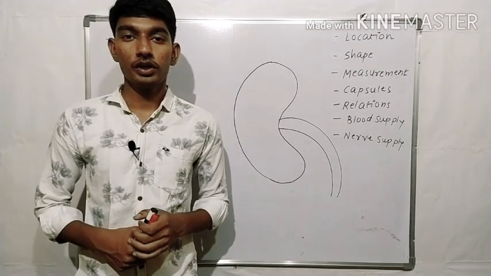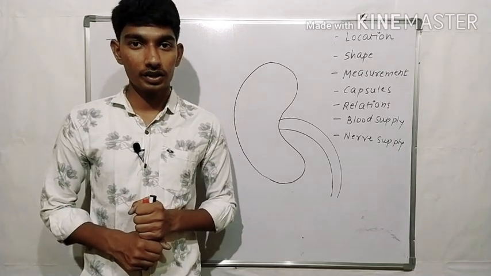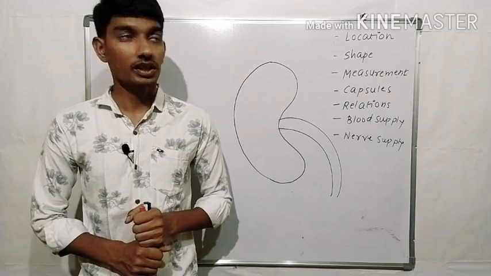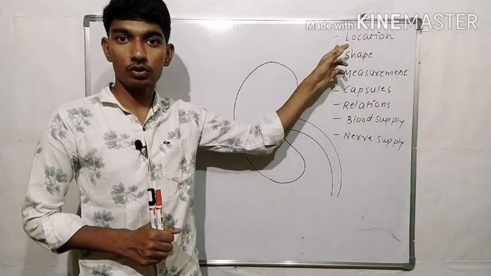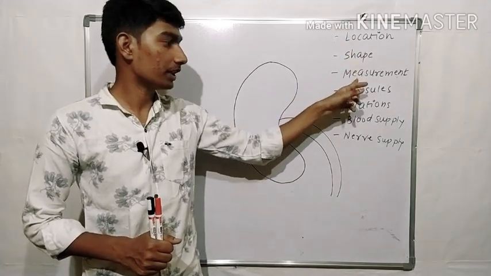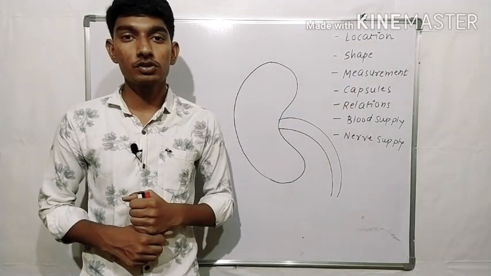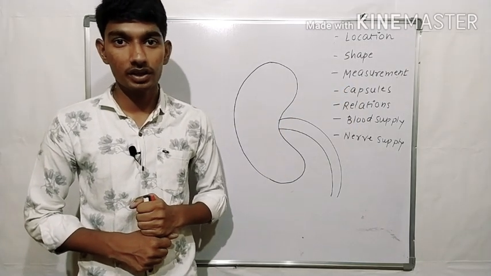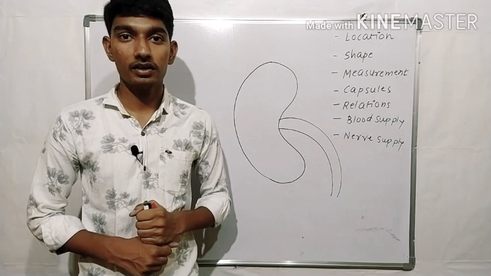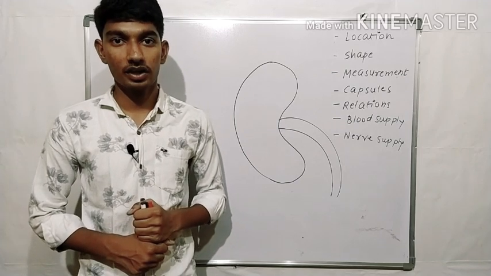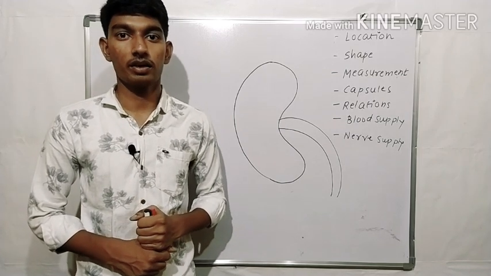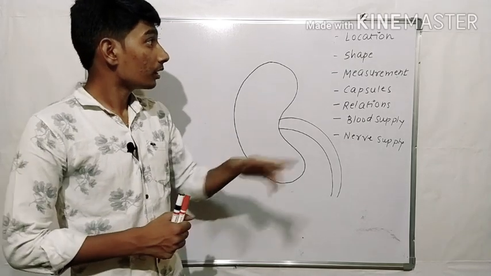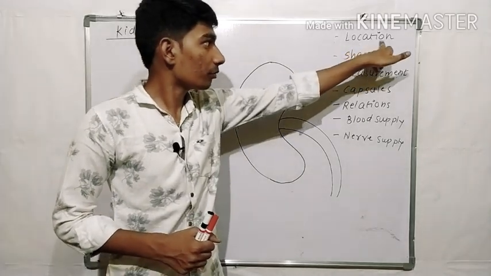Hello everyone. Today we will talk about the anatomy of the kidney. We will study the anatomy of the kidney under the following heads: location, shape, measurement, various capsules covering the kidney, blood supply, nerve supply, lymphatic drainage, external features, etc.